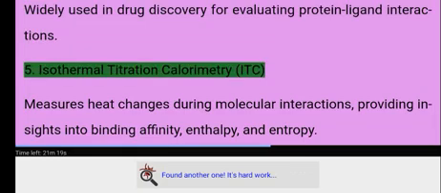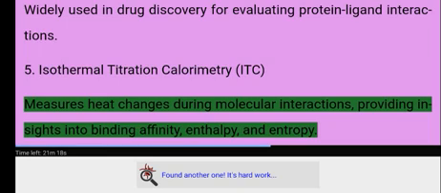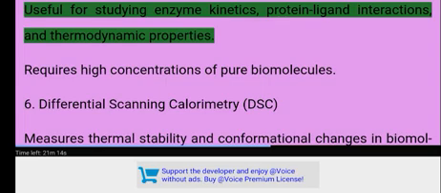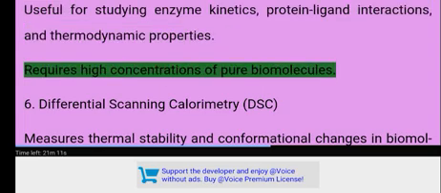5. Isothermal titration calorimetry (ITC). Measures heat changes during molecular interactions, providing insights into binding affinity, enthalpy, and entropy. Useful for studying enzyme kinetics, protein-ligand interactions, and thermodynamic properties. Requires high concentrations of pure biomolecules.